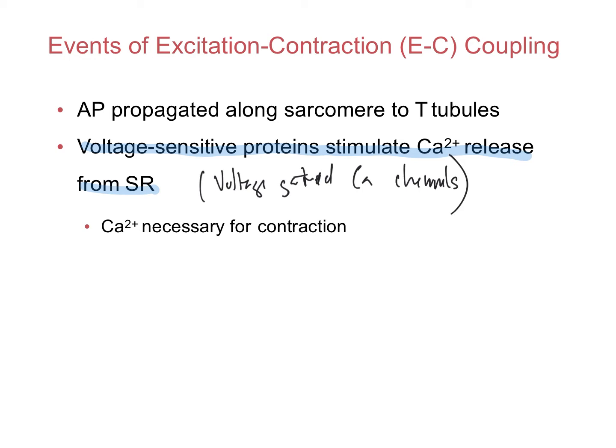And calcium is necessary for contraction to occur, because calcium is going to bind what protein? What protein have we talked about in muscle within the filaments that binds calcium? What protein binds calcium related to muscles? Here, I'll give you a start.